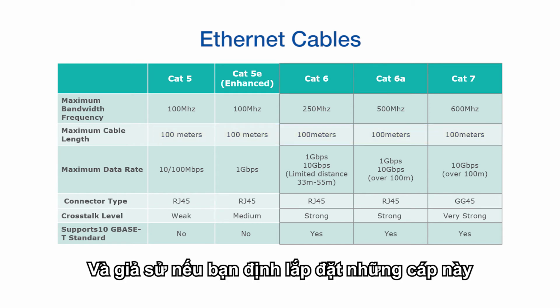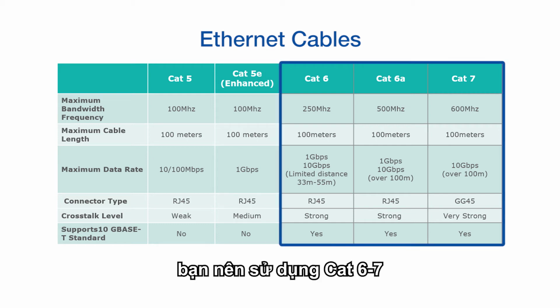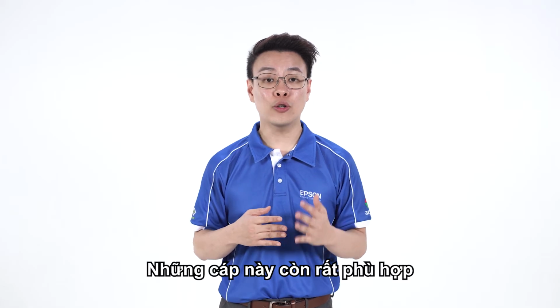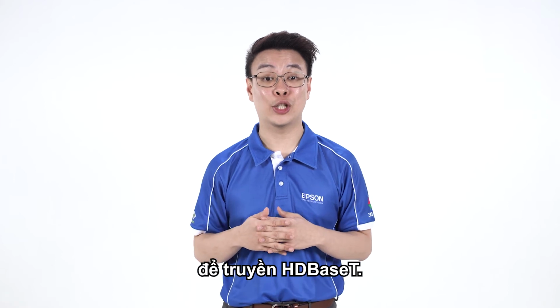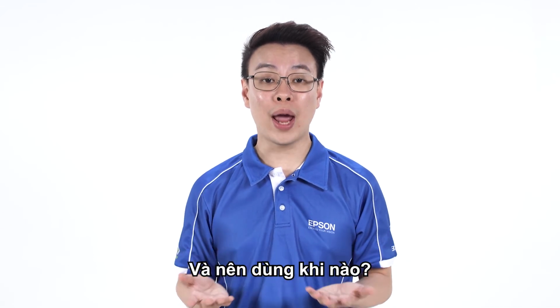And supposedly, if you were to install such cables for 4K quality projection, Cat 6 to 7 are more recommended due to their maximum bandwidth capability and the data rate that they can handle. These cables are also very ideal for HDBaseT transmission. Some of you might be wondering what exactly HDBaseT is. I see it in my projector ports, but how do I use it and when do I use it?